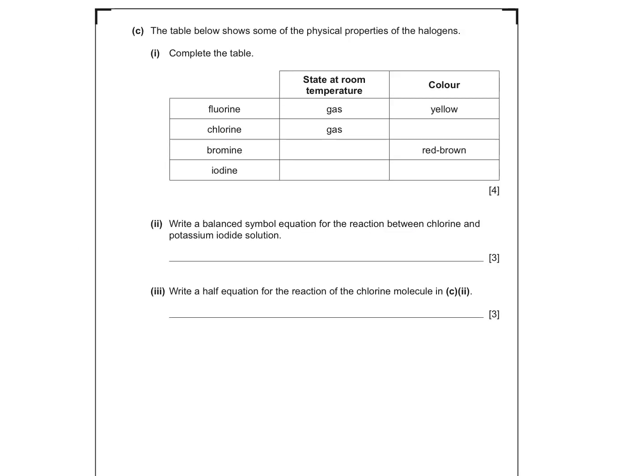On to part C then. Physical properties of the halogens. Again, this is just a recall. Chlorine is a green gas, or you could say a yellow-green gas, not yellow on its own. Bromine is a liquid. It's one of 2 liquids in the periodic table, the other one being mercury. And then iodine is a solid at room temperature, and it's a grey-black solid.